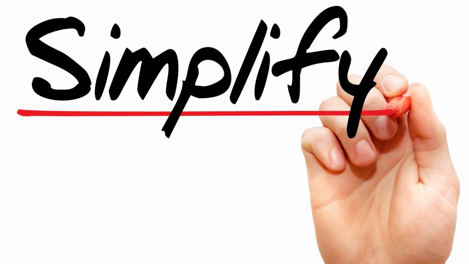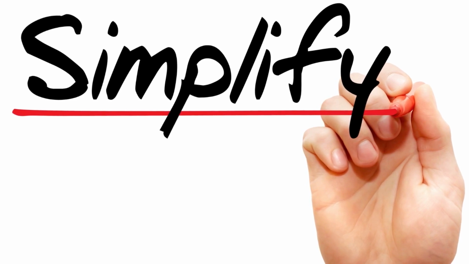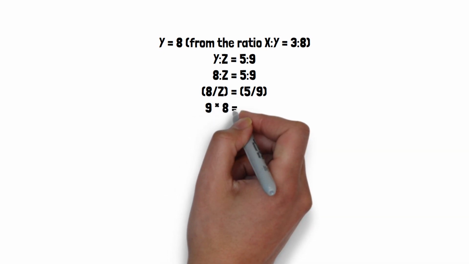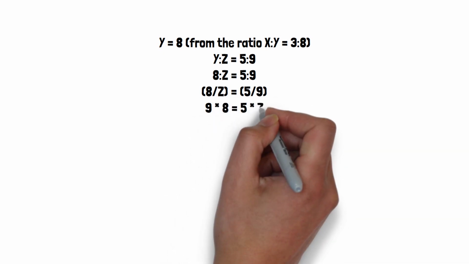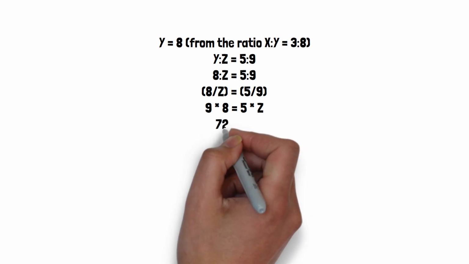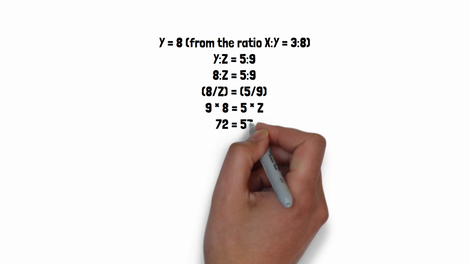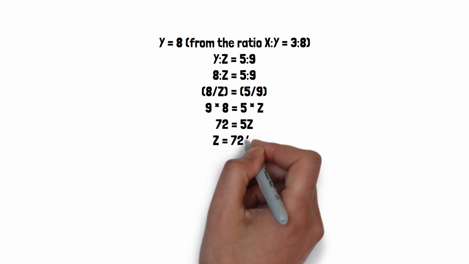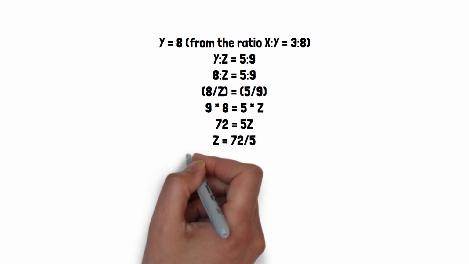By shifting the 9 to the left-hand side and z to the right-hand side, we get 9 multiplied by 8 is equal to 5 multiplied by z. By simplifying, we get 72 is equal to 5z. Shifting z to the left-hand side and 72 to the right-hand side, we get z is equal to 72 divided by 5.